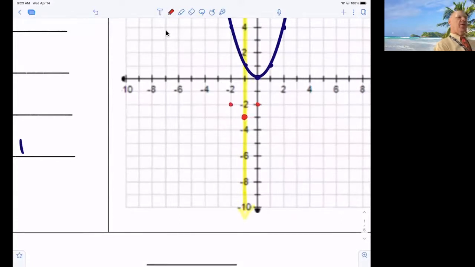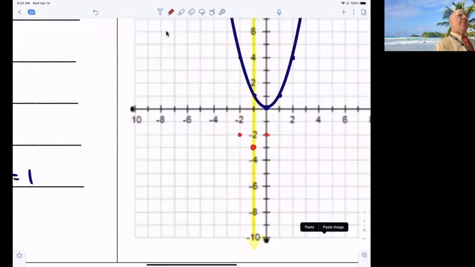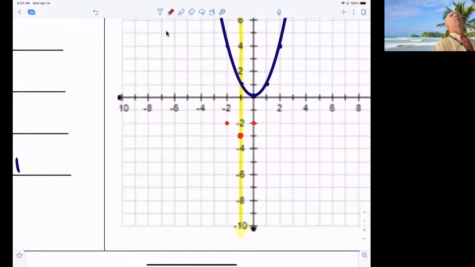Up 1. Very good. Now, because we're brilliant, if I go 2 to the right, how many am I going to go up? 2. Nope. 1. Nope. 4. Why 4? Because it's x squared. Brilliant. 2 squared is 4. So I go over 2 and up 4. 1, 2, 3, 4. Then I go left 2 and up what?